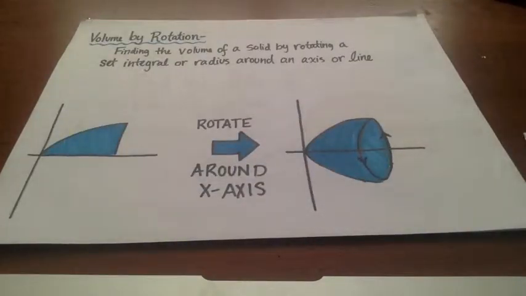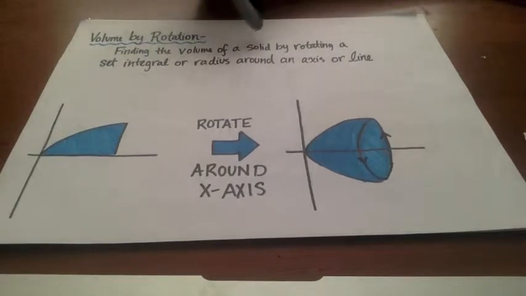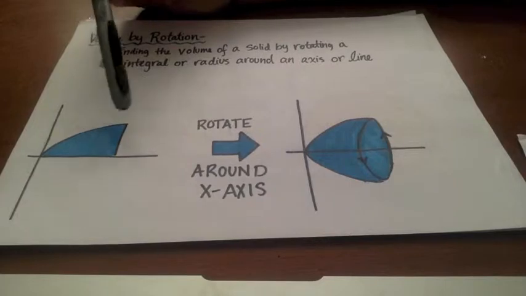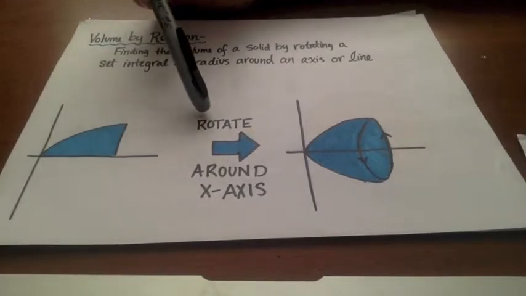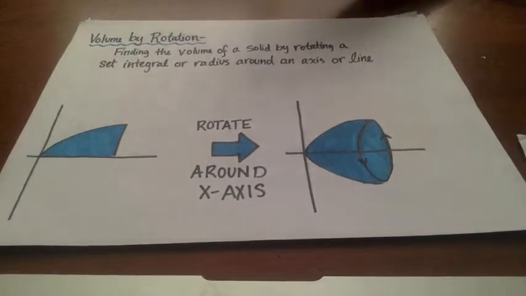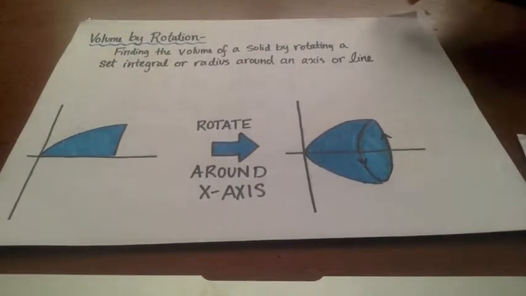Now you may ask, what is volume by rotation? This is simply finding the volume of a solid by rotating a set integral or radius around an axis or line. So here we have a set graph, and by rotating this around the x-axis, we form a three-dimensional solid. And today we'll learn how to find the volume of this solid.